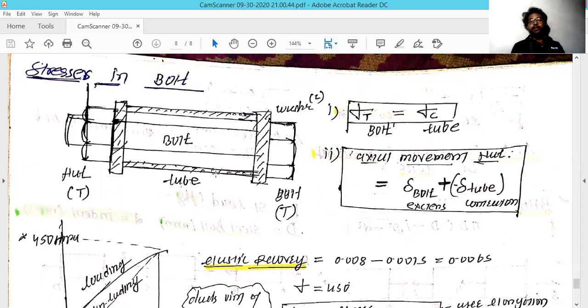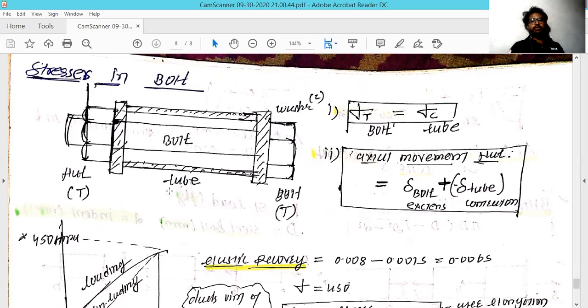The tube will suffer compressive forces. The washer is definitely going to suffer compressive forces, because when you compress the tube, or reduce the length of that cross section, it tries to push away, and because of that it creates compressive forces. So the washer and the tube suffer compressive forces, and the nut and bolt both suffer tensile forces.